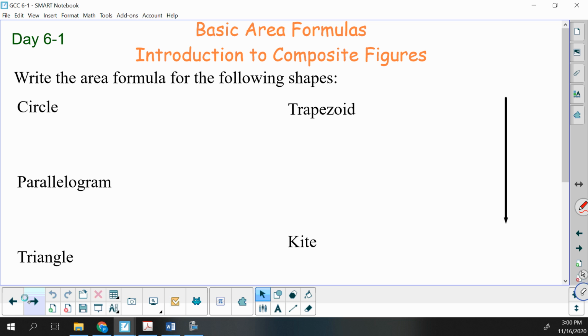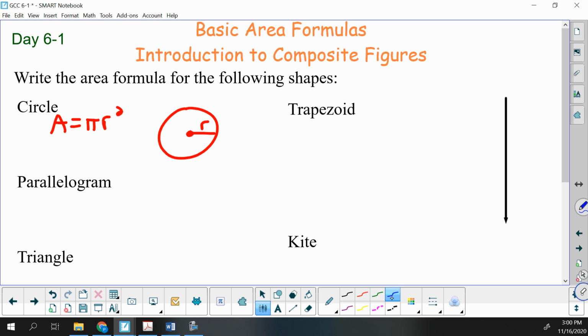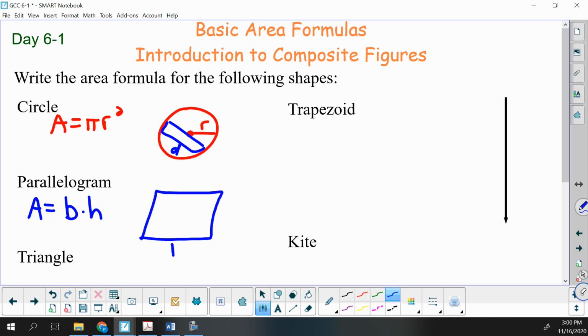So the circle area formula you actually have on the reference sheet, but for circle, area is equal to pi times radius squared. And just a reminder, the radius of the circle is only halfway across. If you were going all the way across, that would be the diameter. Your parallelogram is also on that formula sheet. The area of a parallelogram is just the base times the height. Now, keep in mind, the height has to be a straight up and down height, forming a right angle.